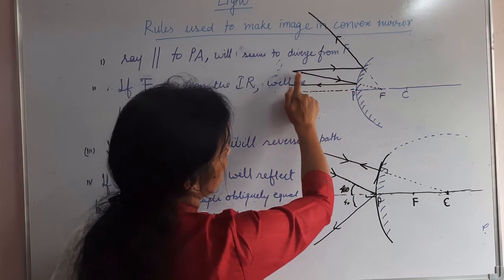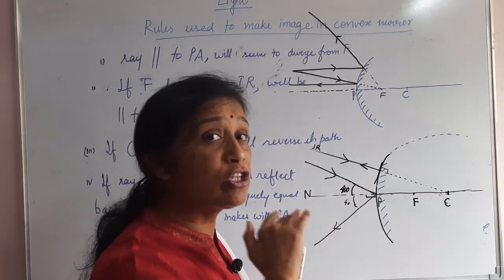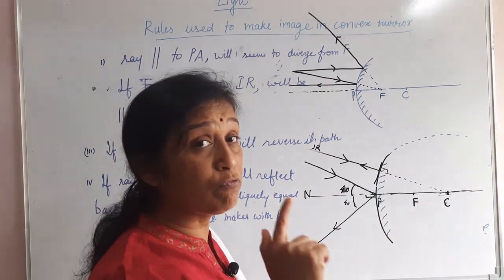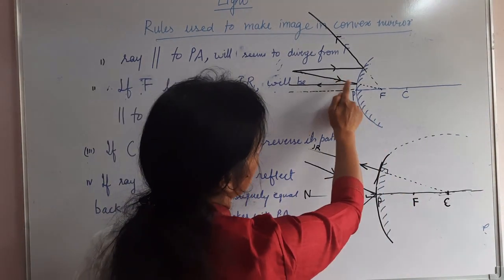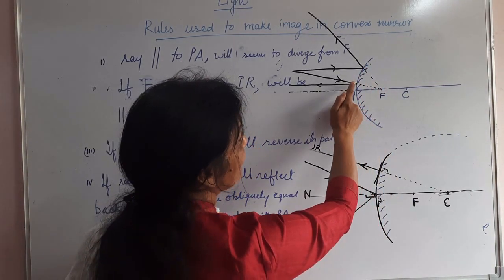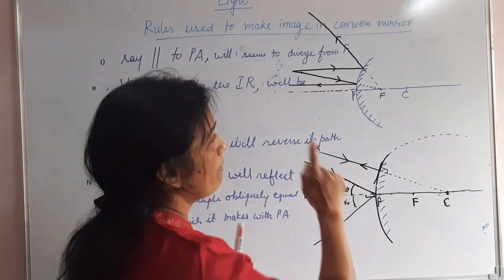Second rule, if my incident ray is such that somewhere F lies on it, principal focus lies on it somewhere. If I extend it, yes, it's passing through F. In that case, the reflected ray would be parallel to the principal axis. So वो principal axis के parallel हो जाएगा.